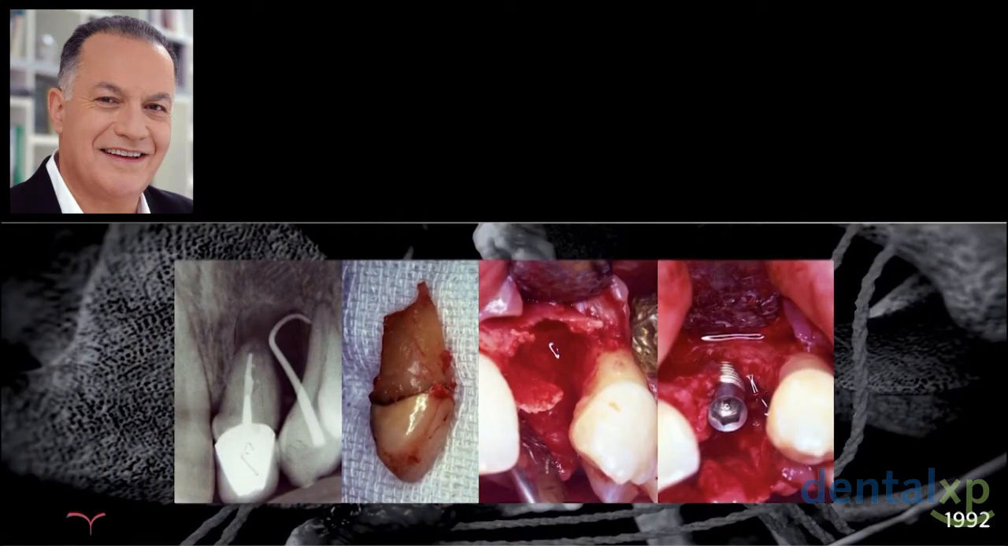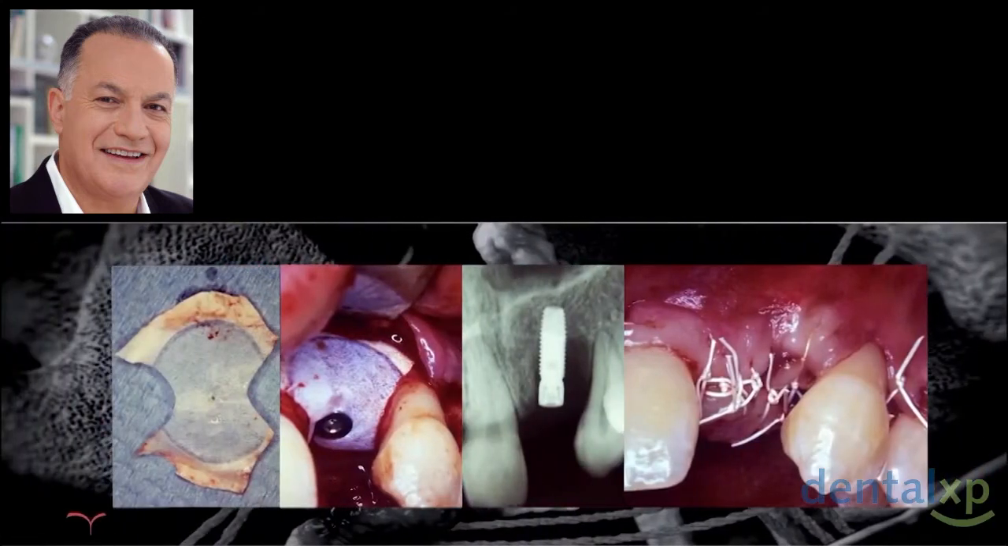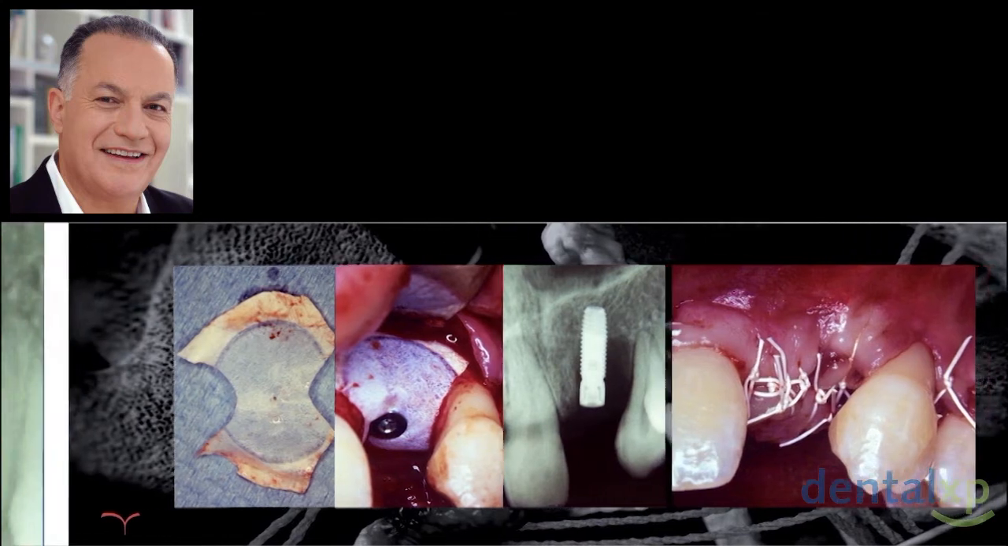We had some cases, and I remember this case in 92 in my office. We removed a lateral incisor in which we had a very, very big defect. It was an endoperiodontal defect. And we placed an implant at the same time, and we placed a non-resorbable membrane. It was a Gore-Tex membrane.